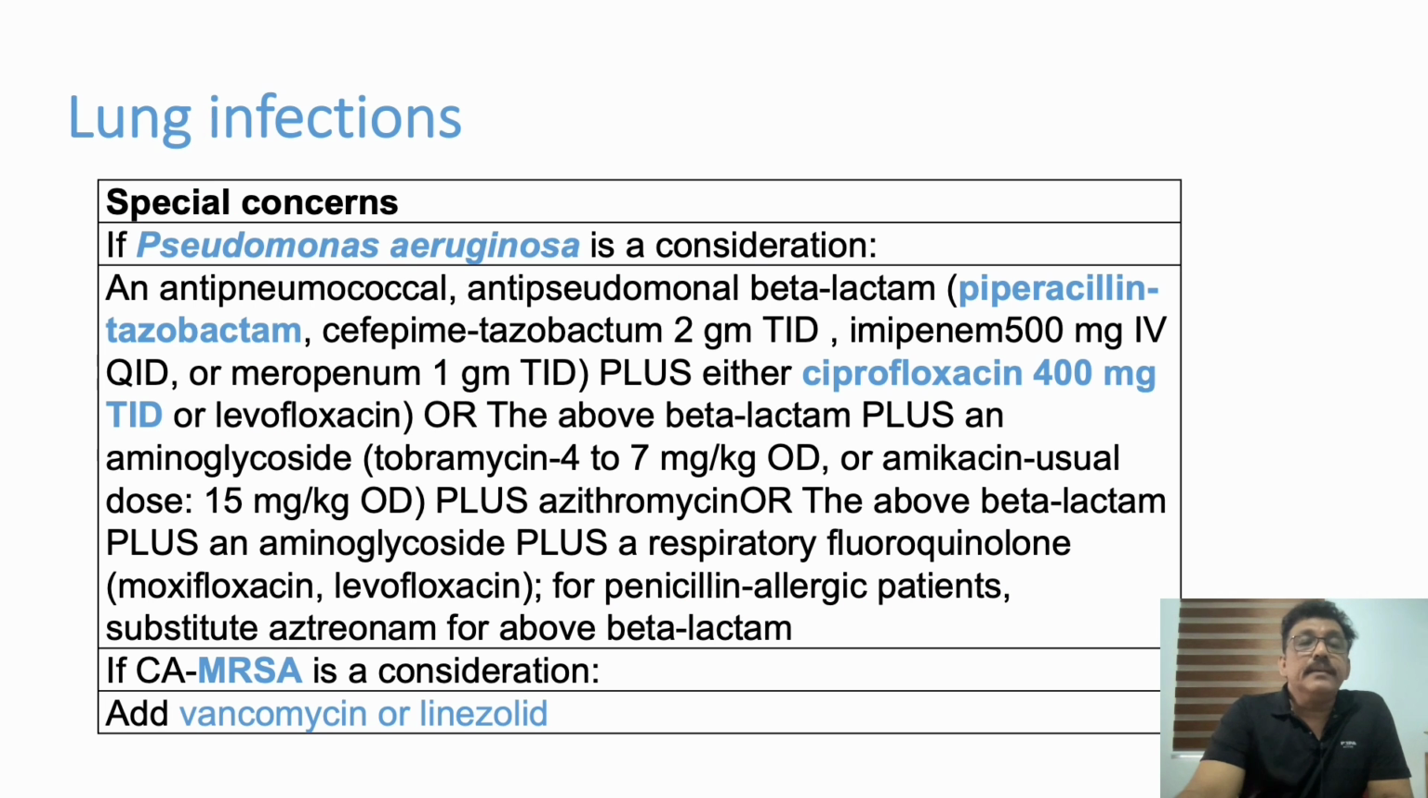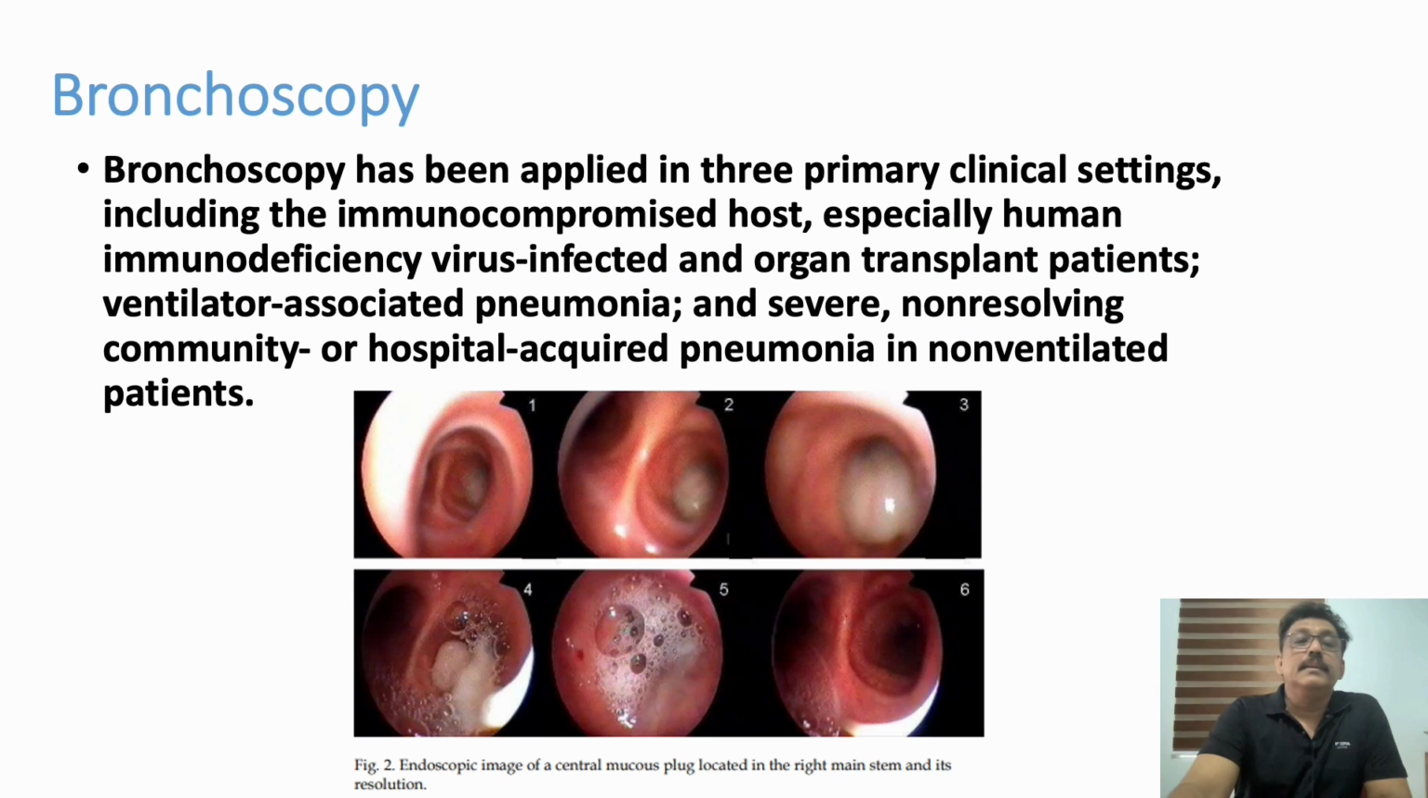Now, if you are suspecting pseudomonas infection, like pre-existing severe lung injury such as cystic fibrosis or bronchiectasis, then you cannot go for the previous drugs we discussed. We have to go for piperacillin tazobactam, cefepime tazobactam, imipenem cilastatin, meropenem, like that. You have to select higher drugs. If MRSA is suspected, then we have to add vancomycin.